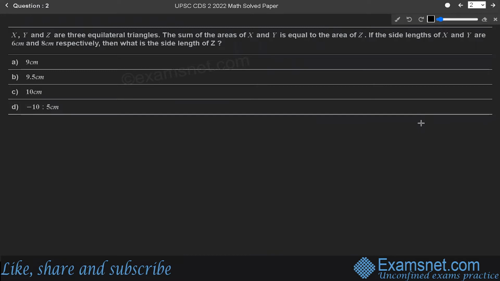Next question is, X, Y and Z are 3 equilateral triangles. The sum of areas of X and Y is equal to the area of Z. If the side lengths of X and Y are 6 centimeter and 8 centimeter respectively, then what is the side length of Z? It is given that there are 3 equilateral triangles. So first let us write the area of an equilateral triangle. Can you tell me what is the area of an equilateral triangle? The area of an equilateral triangle is equal to root 3 by 4 into a square, where a is the side.